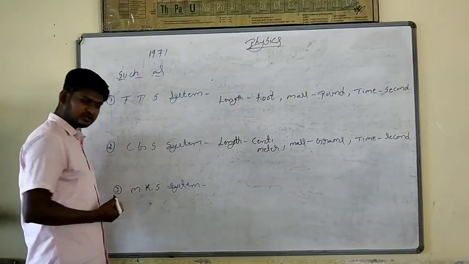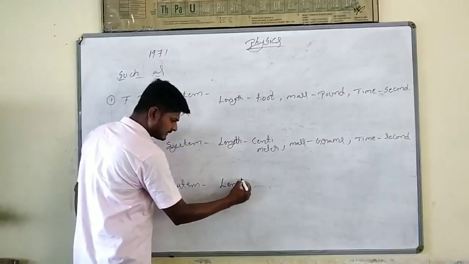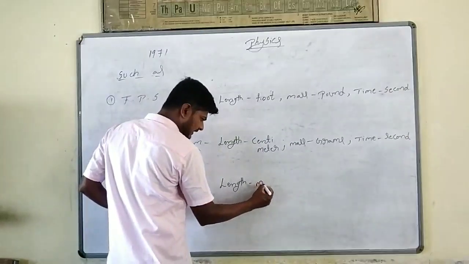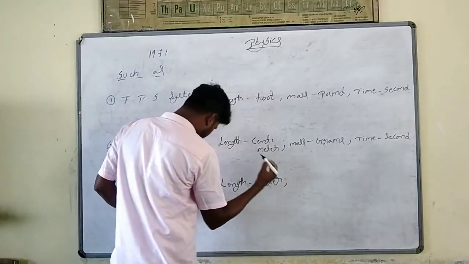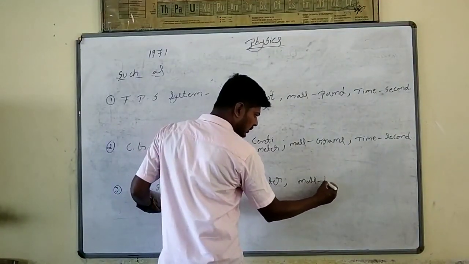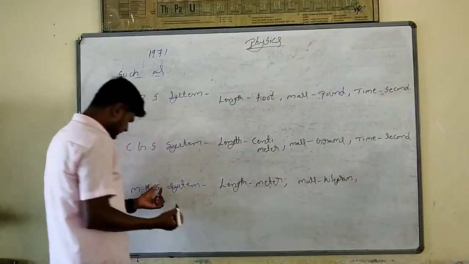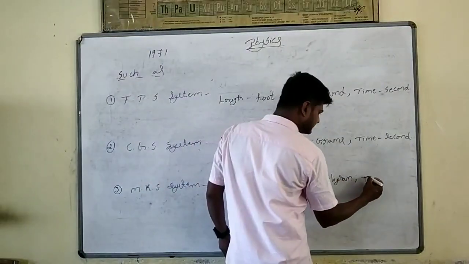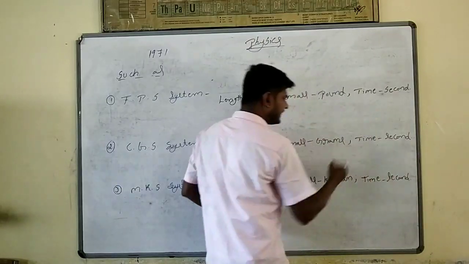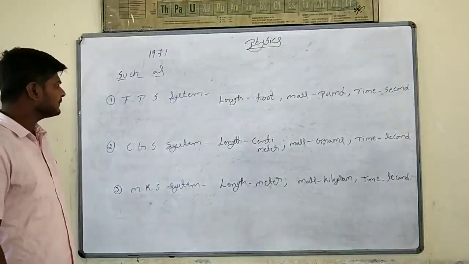Next, the MKS system. In the MKS system, M represents length, meter. K represents mass, kilogram. And S represents time, measured in seconds. These are the 3 types of system of units.